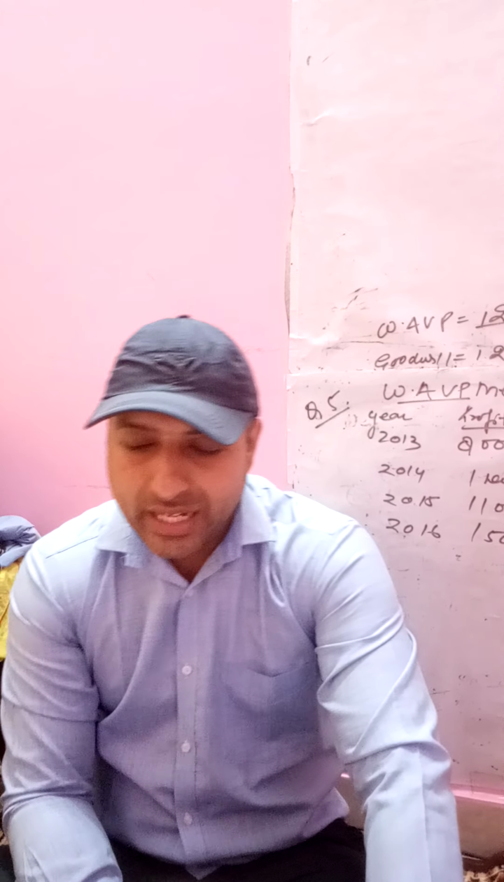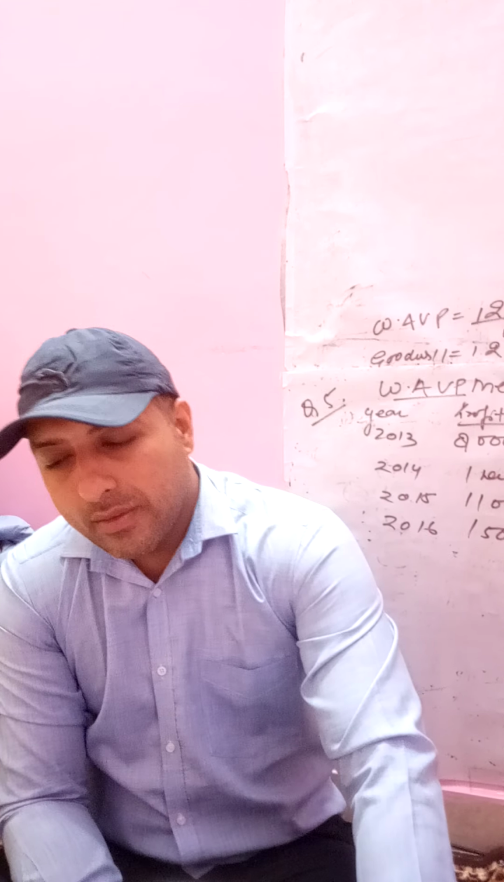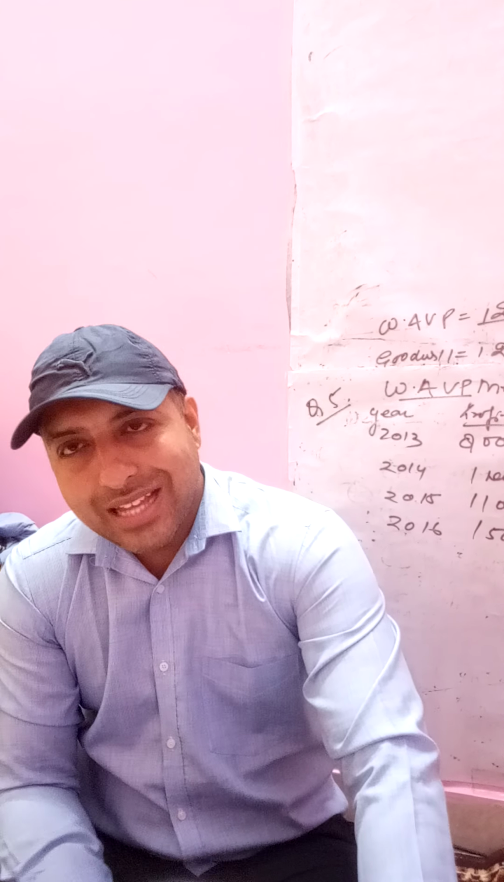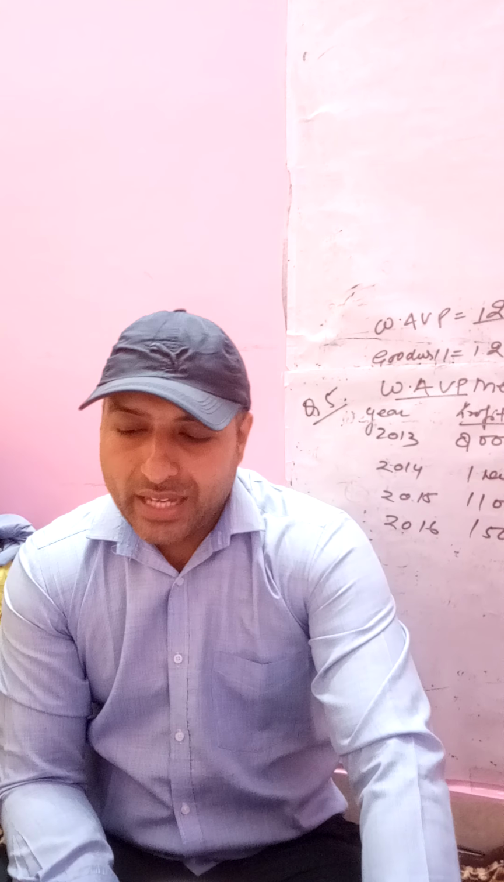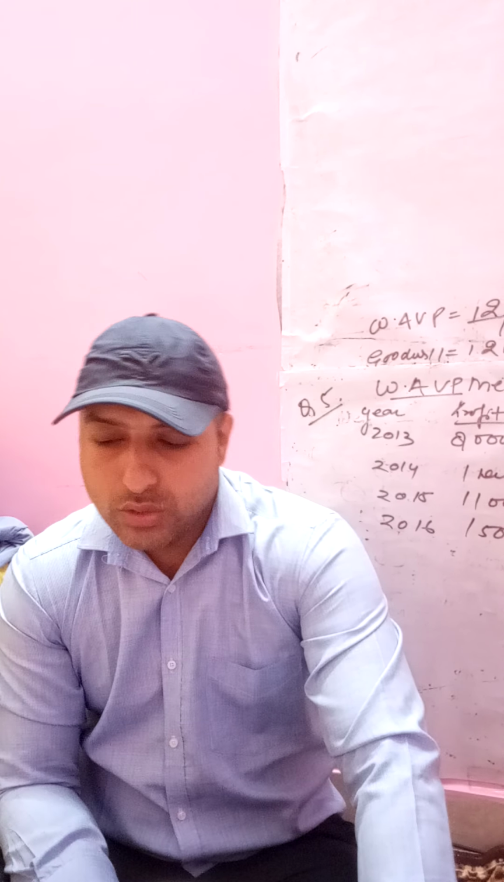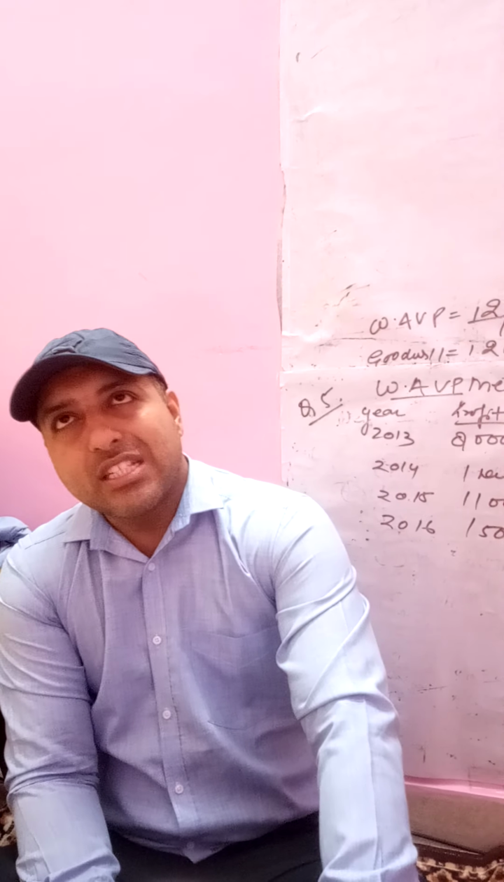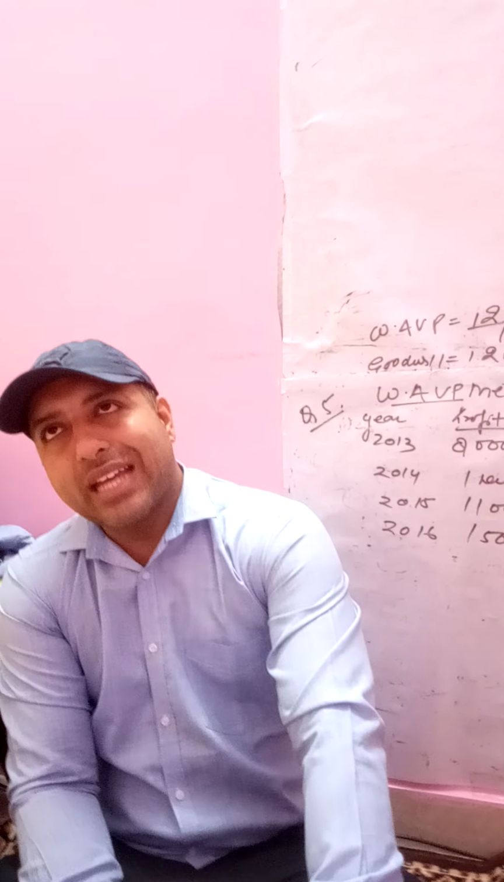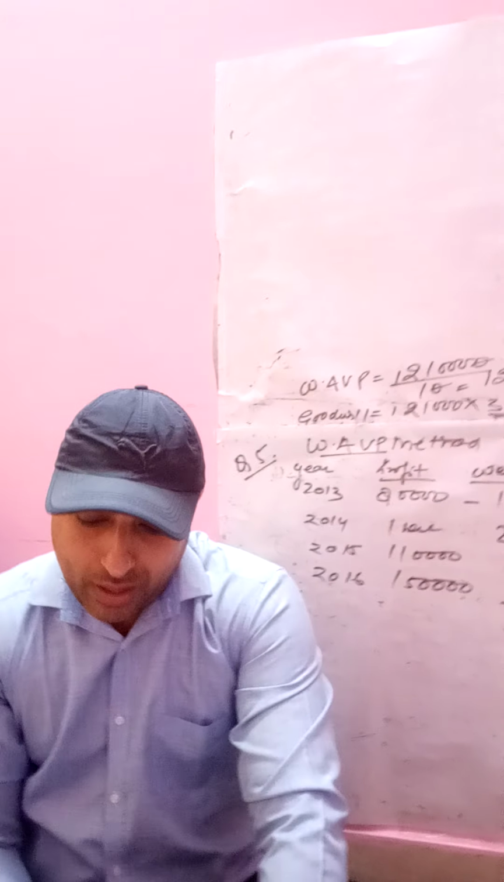Iron age: 1200. Again I will repeat: Paleolithic age, 5 lakh to 10,000. Mesolithic age, 10,000 to 8,000. Chalcolithic age, 4,000 to 2,000. Neolithic age, 8,000 to 4,000. Iron age, 1200. So I will start the chapter Early Humans.